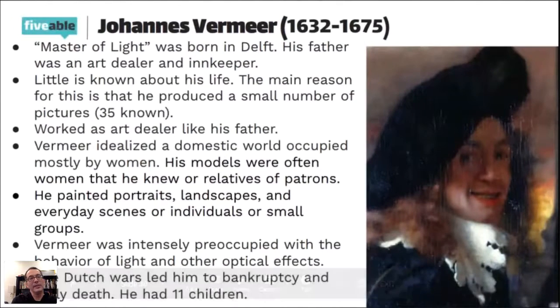probably the second most famous painter from the Netherlands is Johannes Vermeer. He became known as the master of light, and he came from the town of Delft. His father was an art dealer and an innkeeper, and Vermeer continued the family jobs. We know very, very little about him. He was not a successful painter as Rembrandt was.